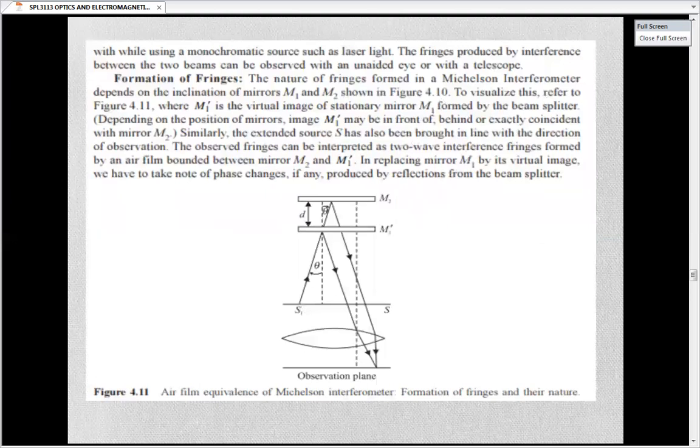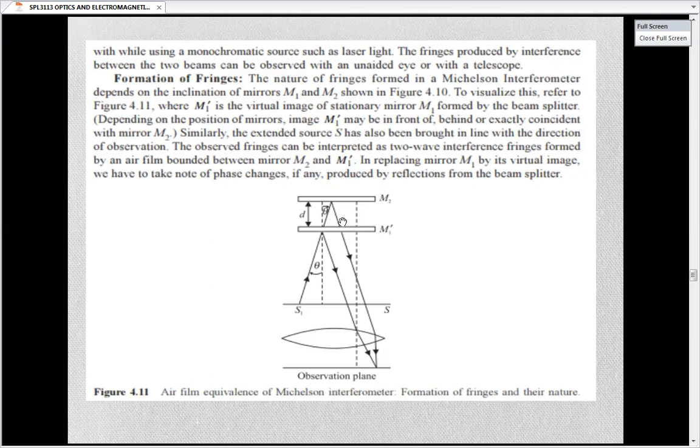So then, how are fringes formed? Fringes are formed when you have the image of mirror 1, the apparent image of mirror 1 appearing slightly in front of mirror M2 or behind mirror M2 in such a way that the distance or the air gap between the apparent image of M1 and M2 will now produce interference.